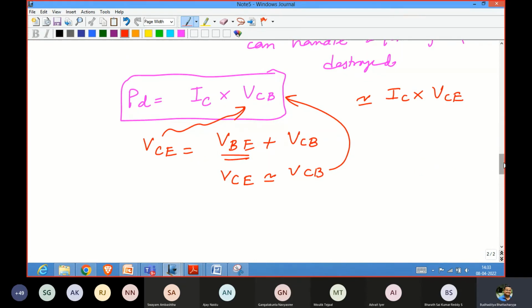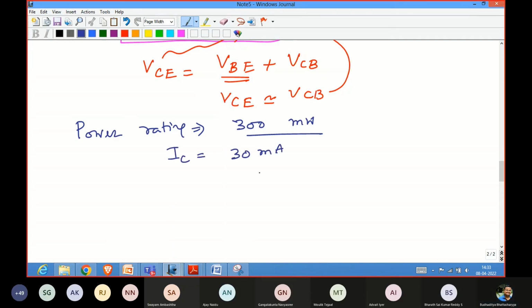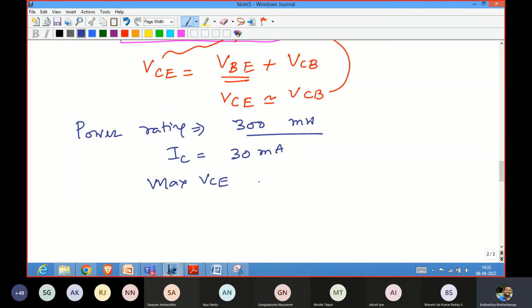Just take an example like this. Suppose I have a power rating of 300 milliwatt of a transistor. Okay, suppose the power rating is 300 milliwatt. This is the maximum power that it can withstand. So IC is given as 30 milliamps. So the question is, what is the maximum VCE? Maximum VCE means collector to emitter terminal. If I put a voltmeter, what will be the maximum reading?